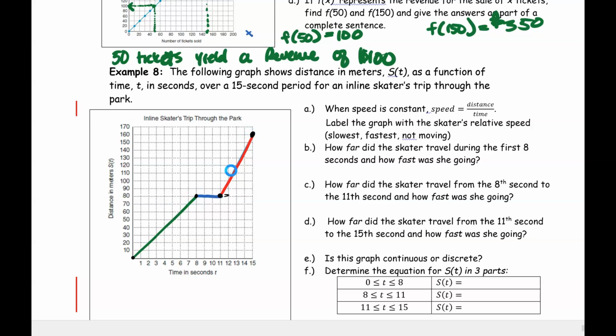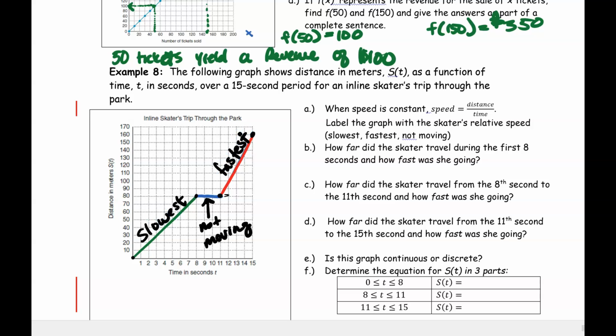From here to here, the skater went from 80 to 160 in, it looks like, 11 to 15, so 4 seconds. So the slowest section would be the not moving section, which is here, because the distance is not changing at all. It's staying constant. The slower of these two, just think, which one has the higher slope? That's going to correspond to a faster rate. So since the green is not as steep, we're going to say this is the slowest, and the red is going to be the fastest.